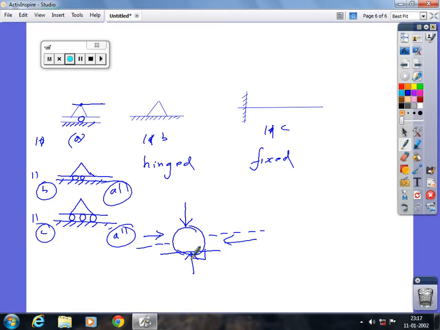A roller support will offer only one reaction. And this reaction is always perpendicular to the plane of rollers. To the plane, P-L-A-N-E. It is not P-L-A-I-N, it is P-L-A-N-E. To the plane of rollers. Keep a full stop and write a note below that one.